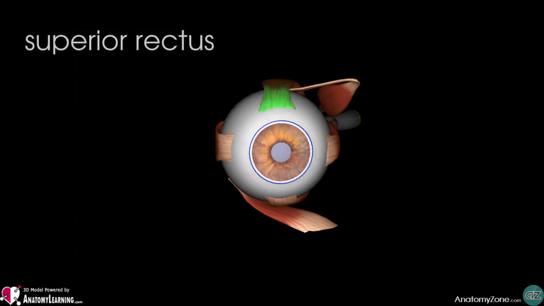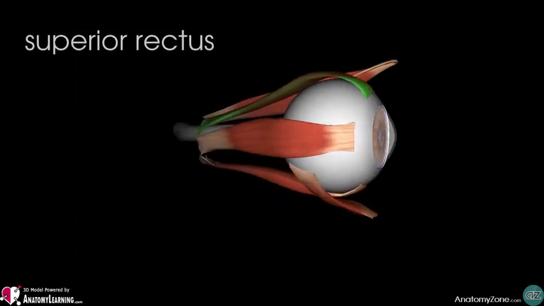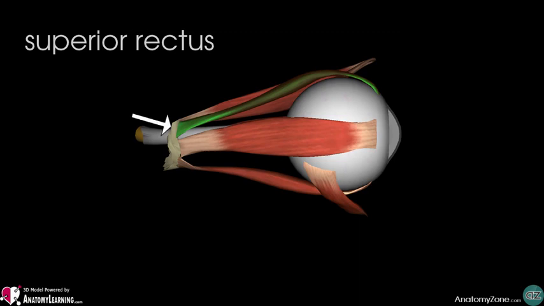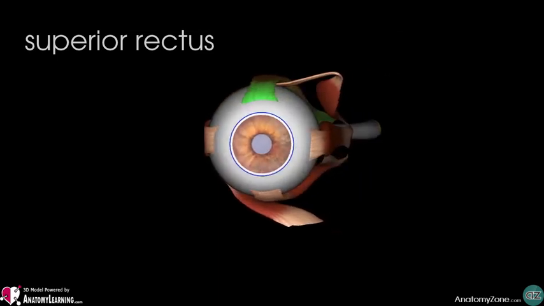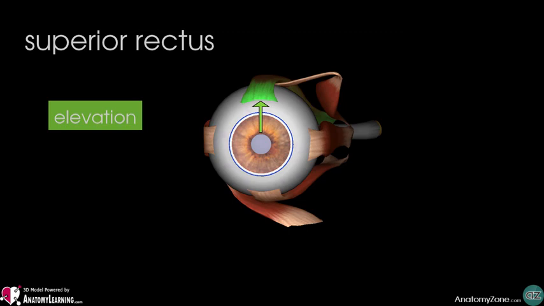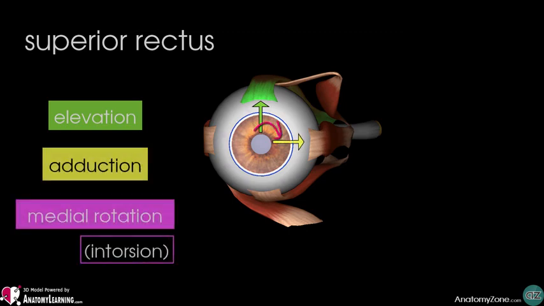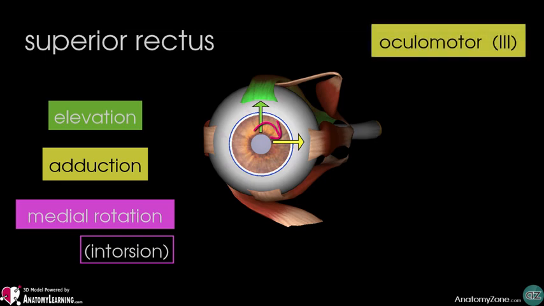The superior rectus muscle originates from the superior part of the common tendinous ring and attaches to the superior and anterior aspect of the sclera. The main action of this muscle is elevation, and it also contributes to adduction and medial rotation of the eyeball. It is innervated by the third cranial nerve, the oculomotor nerve.